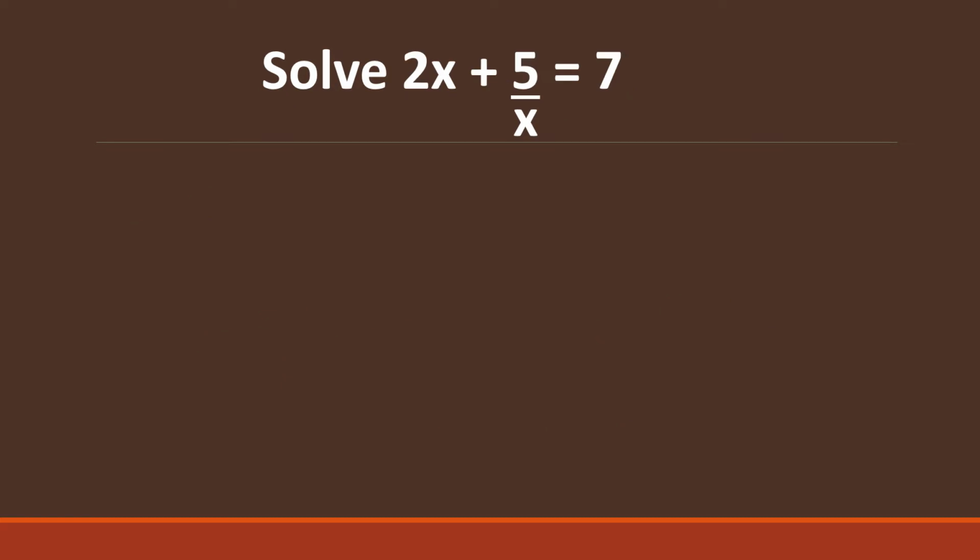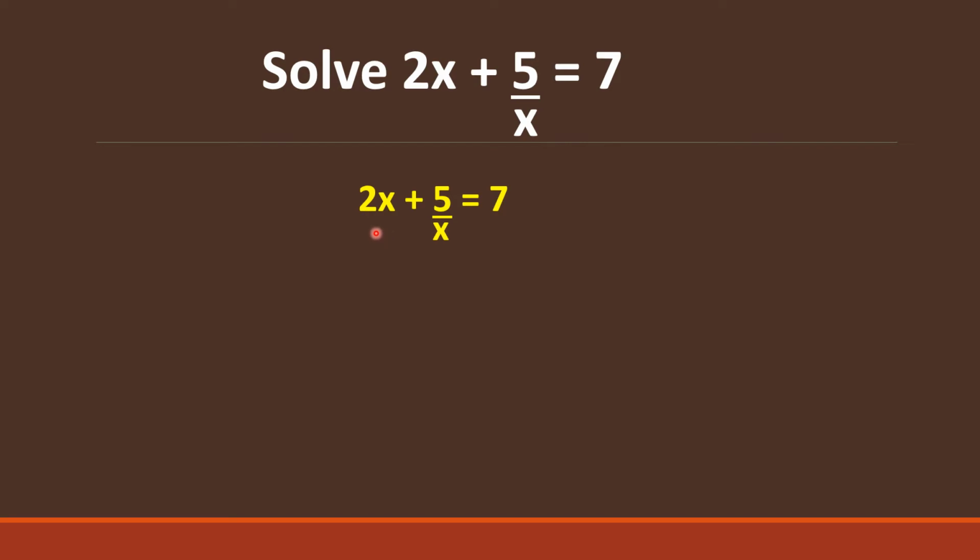And now, let us try to solve another question. Here, we are asked to solve 2x plus 5 by x is equal to 7. Since x is in the denominator, it is not easy to solve this problem as such. It is not in the quadratic equation form. So, we have to convert this into quadratic equation form.